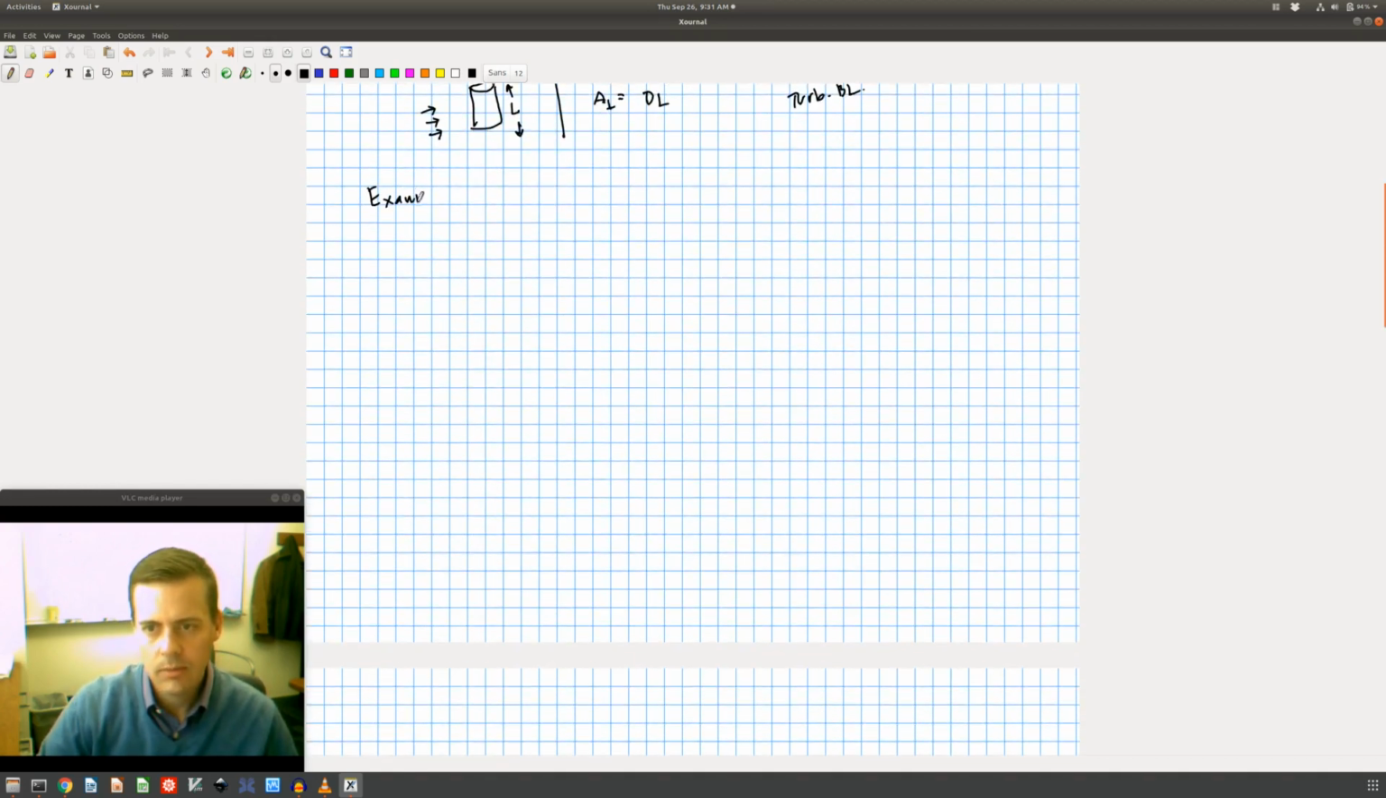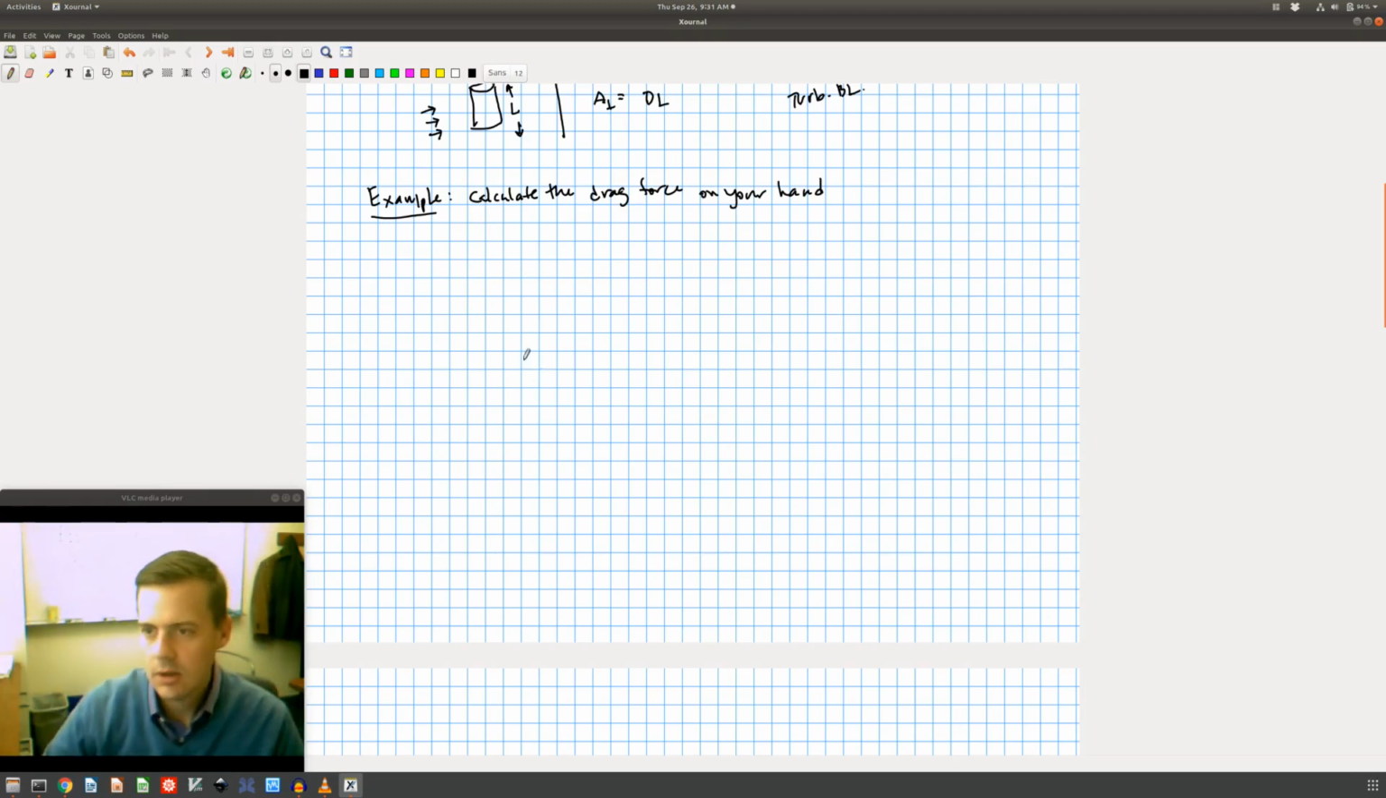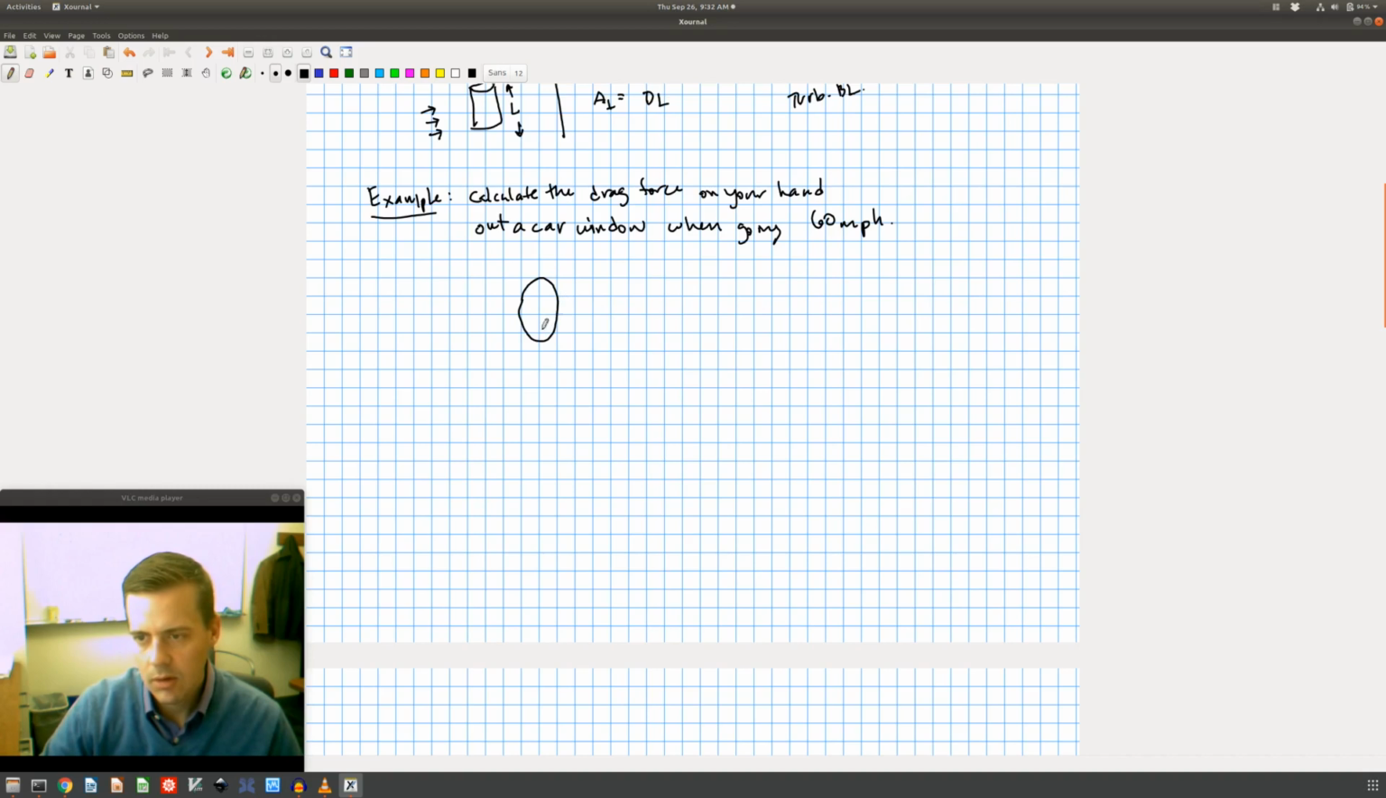The numerical example, just to calculate things out. Here we're going to calculate the drag force on your hand, like when you put your hand out of the car window when you're driving at, let's say, 60 miles per hour. So I've got a car driving, really bad car, and I stick my hand out the window, so the wind is coming this way.